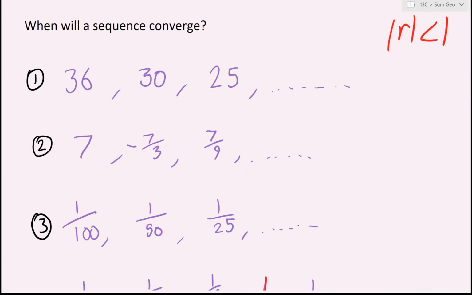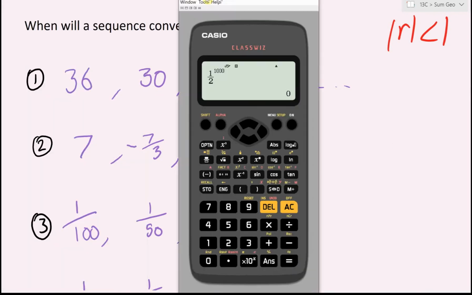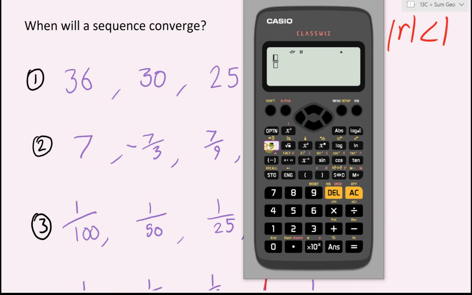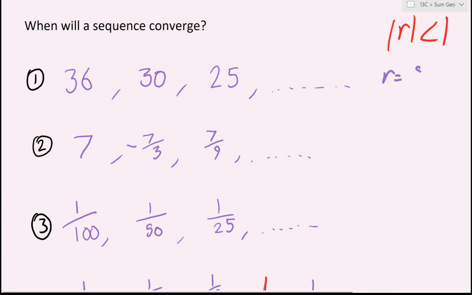For that, we need to work out the value of r. For question 1, we can work out r just by doing the second term divided by the first term. And for the first question, I get a value of r being 5/6. Therefore, yes, it will converge.